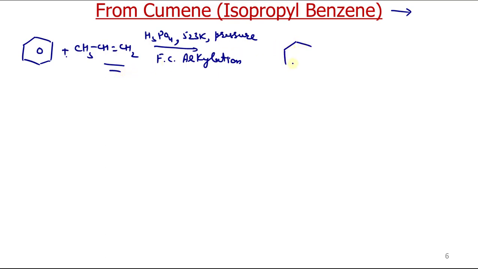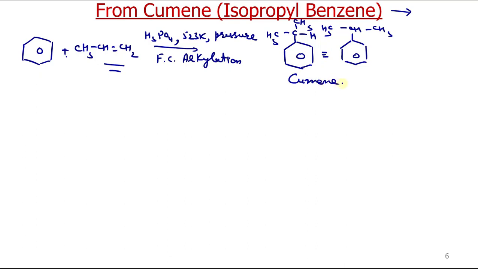So the structure of cumene, its trivial name, is CH3 CH3 CH attached to the ring, or you can also write it like CH CH3 CH3. Both are the same. So this is your cumene, also called isopropyl benzene. Now this cumene undergoes aerial oxidation with oxygen. So this is the complete step. We will do the mechanism of each step one by one.